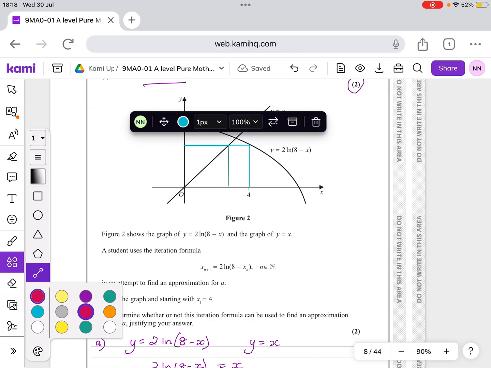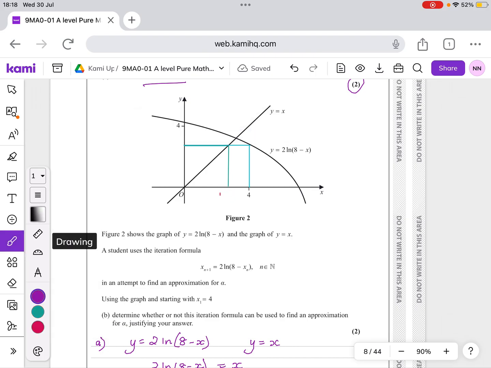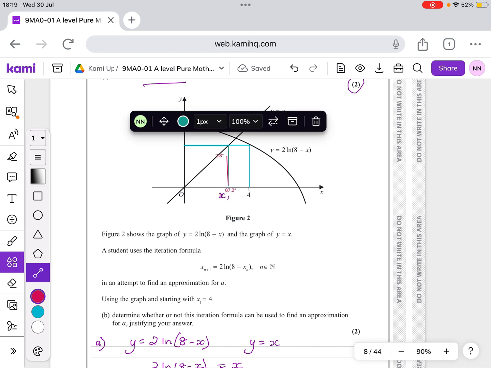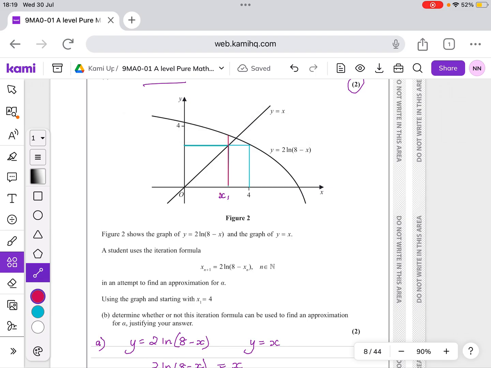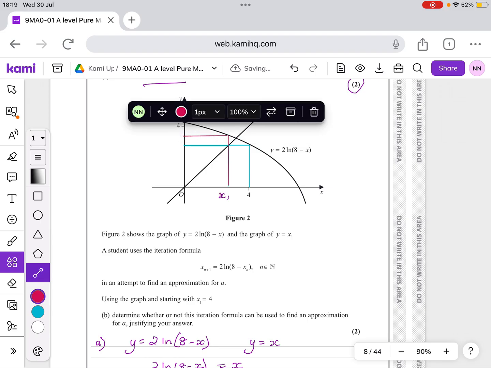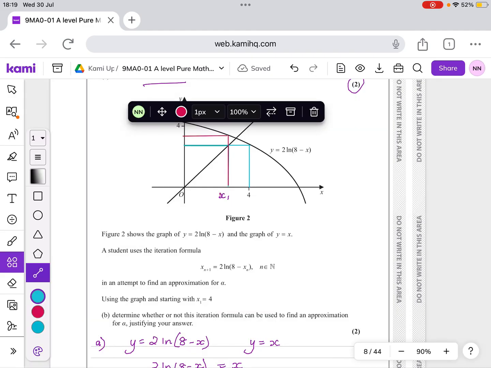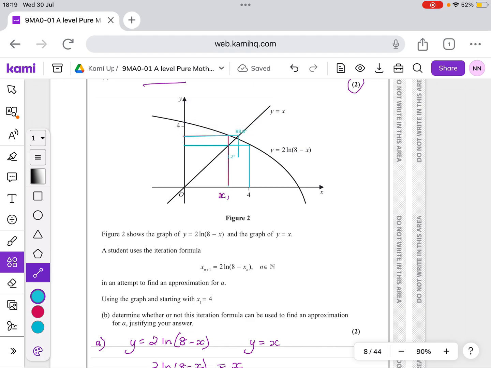Now you don't necessarily need to do this again. So that's our next x, okay? And then we put that into the equation. So we're going to go x1, we're going to put that into the equation that we're trying to solve, this one. We're going to get out an answer, and then we're going to put that back into our y equals x, and this will give us the next x value that we're going to put. So that's what we do.